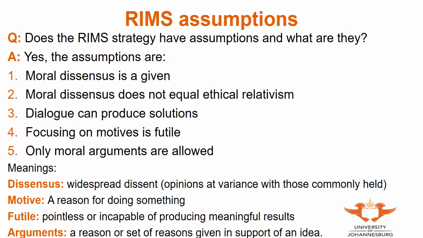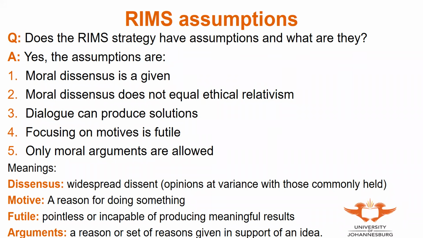Now, there are assumptions that the RIMS strategy is based on, and each of these assumptions will be discussed in detail over the next few slides. The 5 assumptions are: moral dissensus is a given. Moral dissensus does not equal ethical relativism. Dialogue can produce solutions. Focusing on motives is futile, and only moral arguments are allowed.